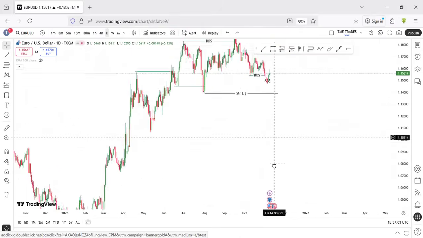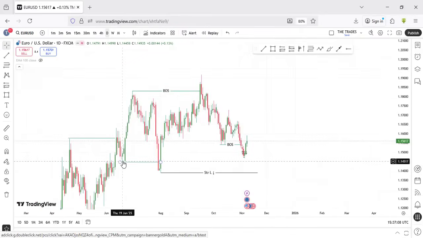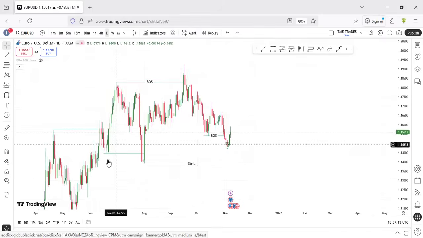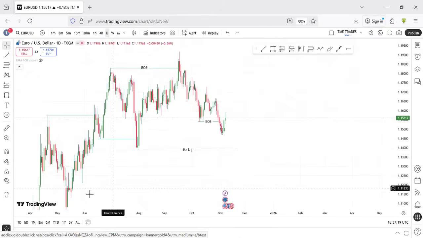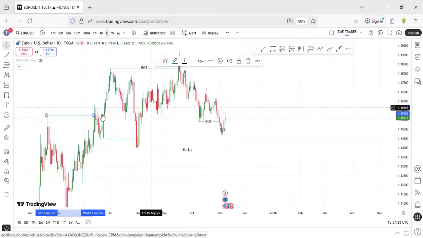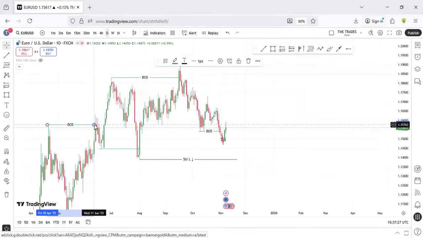Why? When you look at this, we discover that this low created this high, right? After the movement started from here, this low created this break of structure at this particular place, a valid break of structure, and the market gave us this low that created this fake break of structure.